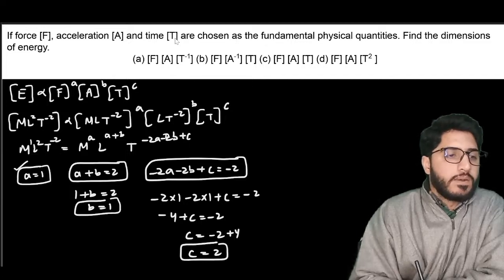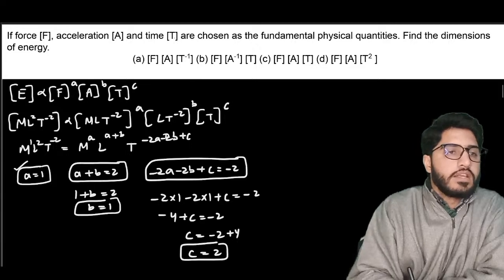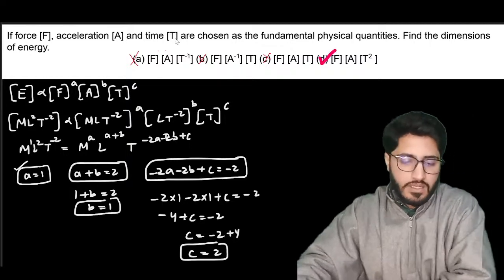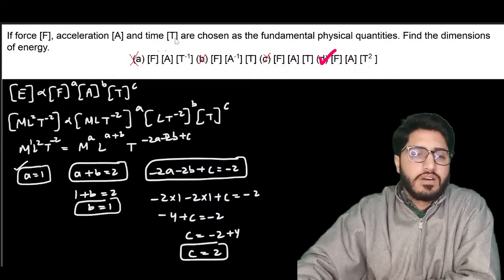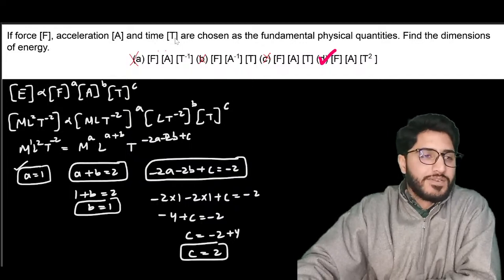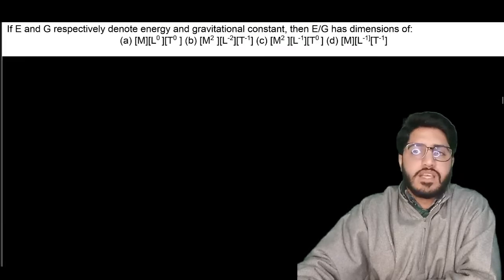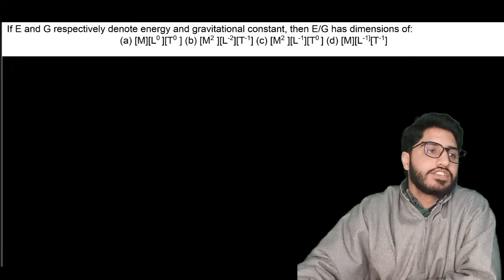So we have 1, 1, 2. Checking the options: 1, minus 1, 1, no. 1, 1, 1, no. 1, 1, 2, right. This is the correct option, option number D. This is how we can find out. Now, next numerical from the same segment, what we have now: E denotes energy and G denotes the gravitational constant.